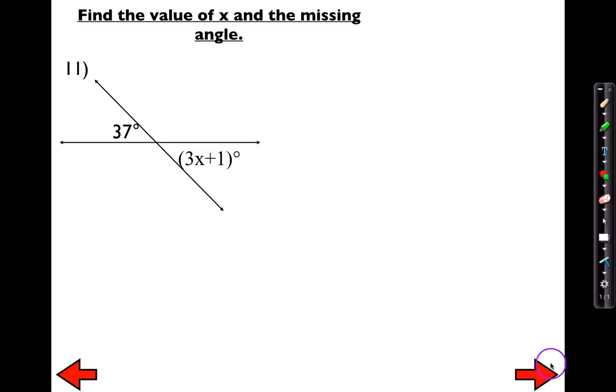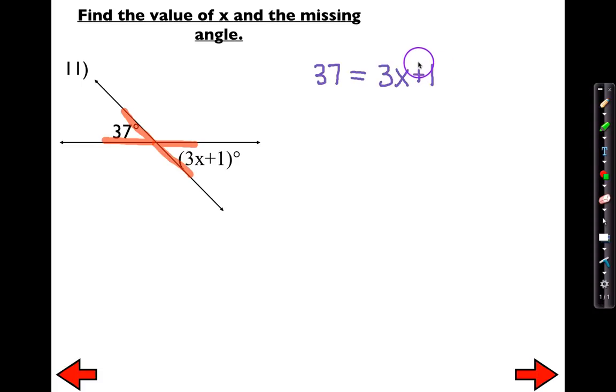Okay, what about 11? Well, let's see. First, it's always important to see what the relationship is between these two angles. Looking at them, I can see that these two angles are vertical angles, which means these two angles are congruent to one another. So I'm going to set it up as 37 should equal 3x plus 1.